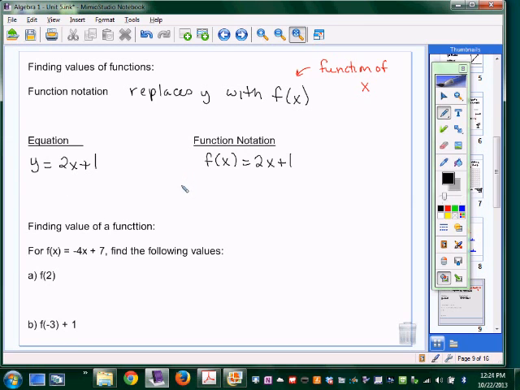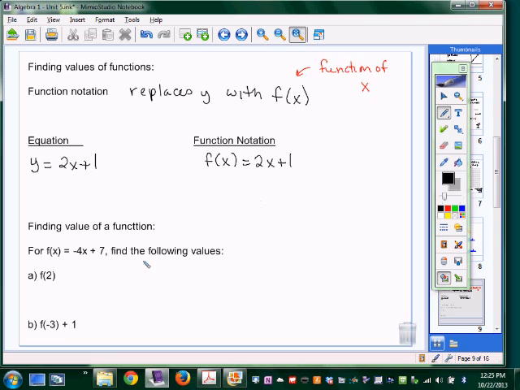Why? Because this allows us to find the value of this for various forms of x quickly and easily. The notation is a shortcut, it's shorthand. So I don't have to say find the value of y equals 2x plus 1 if x equals 7. I can just say find f of 7. And then that is shorthand, and we'll automatically make it that function.